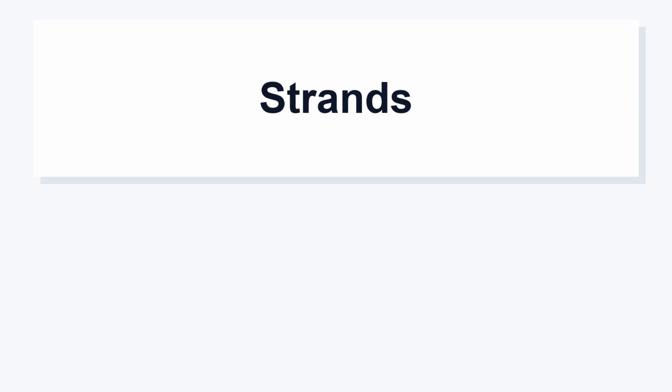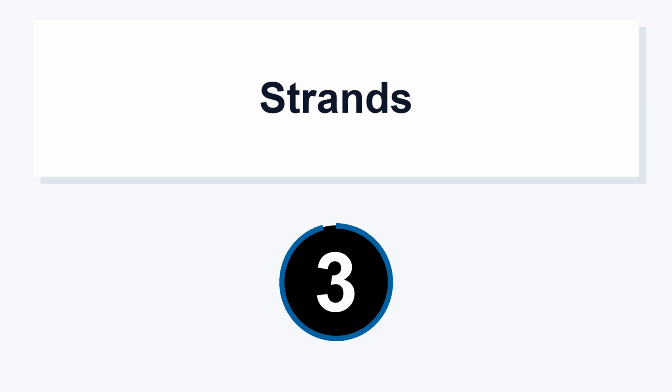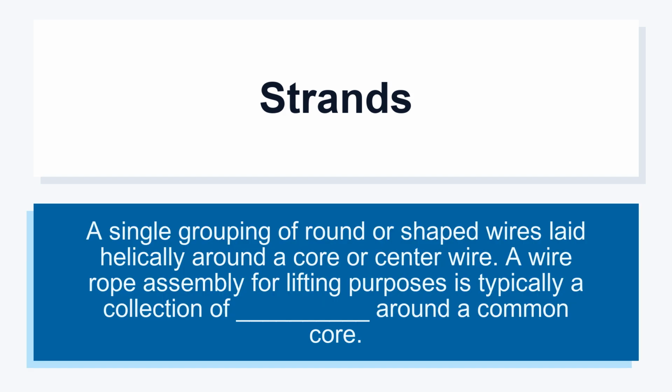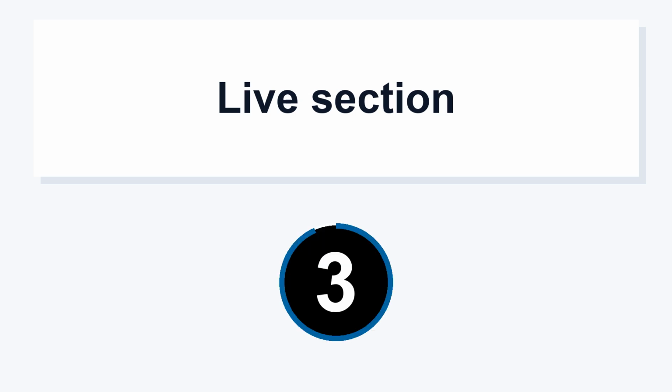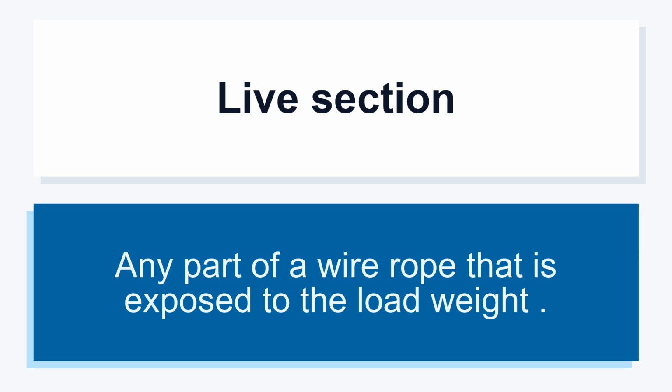Strands. A single grouping of round or shaped wires laid helically around a core or center wire. A wire rope assembly for lifting purposes is typically a collection of ______ around a common core. Live section. Any part of a wire rope that is exposed to the load weight.